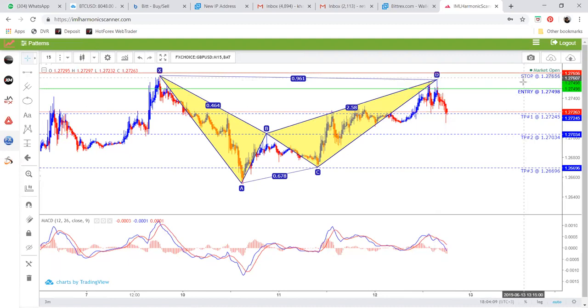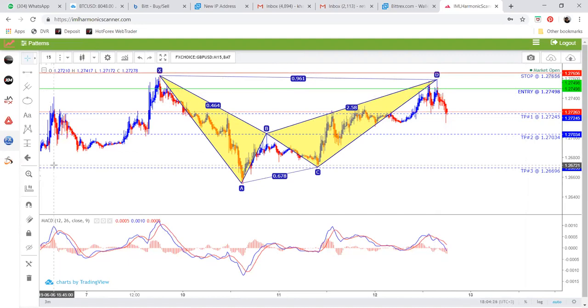Stop loss above the entry, entry above the take profit. Perfect, we're looking for sells. So we've got to identify the uptrend in the market. Now, this is where I'm going to show you something. This is the only exception with GBP pairs.